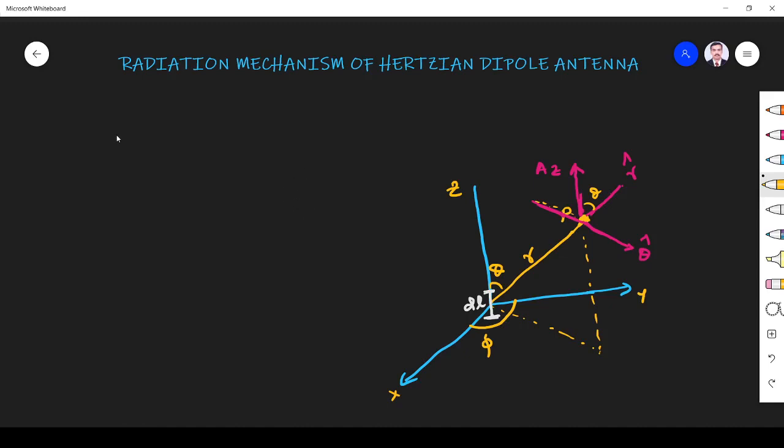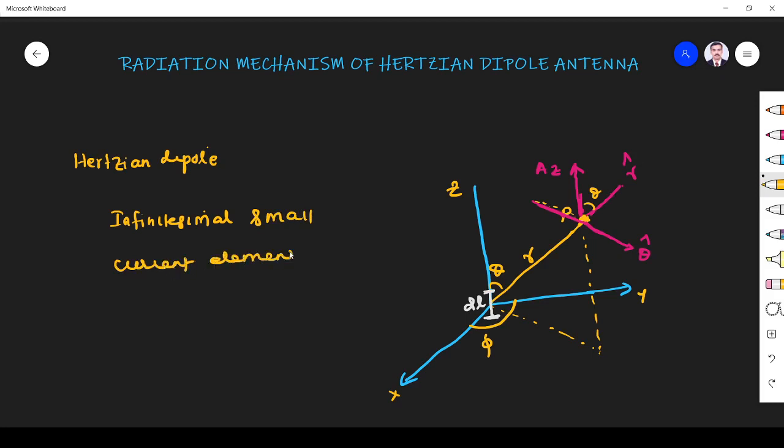Right, this is a very important question. Let us see the derivation and the implication of radiation mechanism of Hertzian dipole antenna. First we must know what is Hertzian dipole. Hertzian dipole is an infinitesimally small current carrying element. It is very small, infinitesimally small. This current element is known as Hertzian dipole.